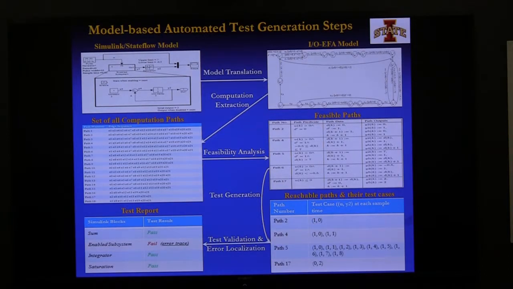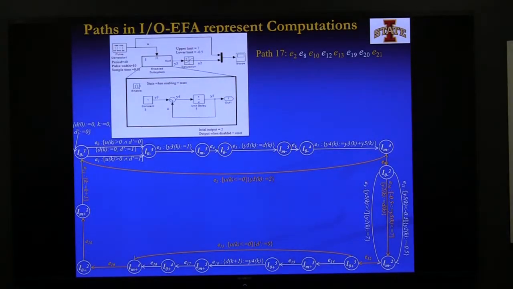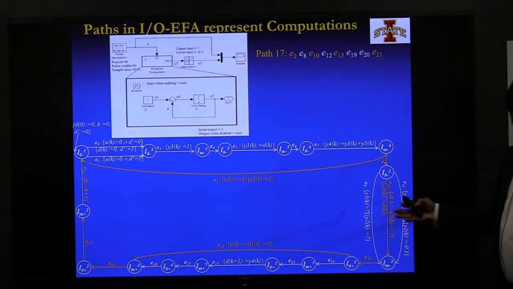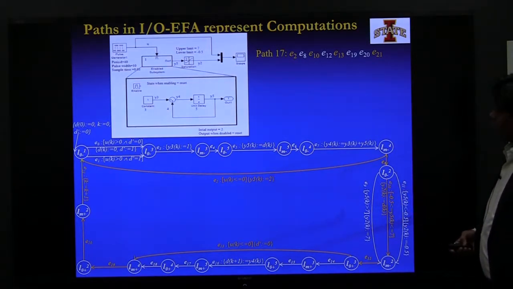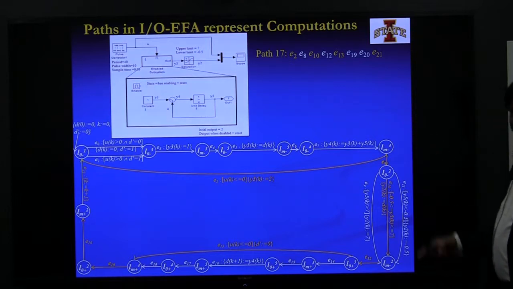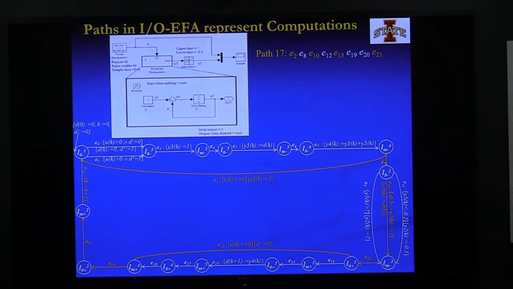Once we have done that, it's very clear what kind of computations this model can do. Each computation is basically a run from the initial location back to that same initial location, so that initial location is also the final location. By enumerating all the loops, we can figure out all the possible computations that can happen under different input conditions or different sequences of input conditions. For example, this example has a total of 18 paths.